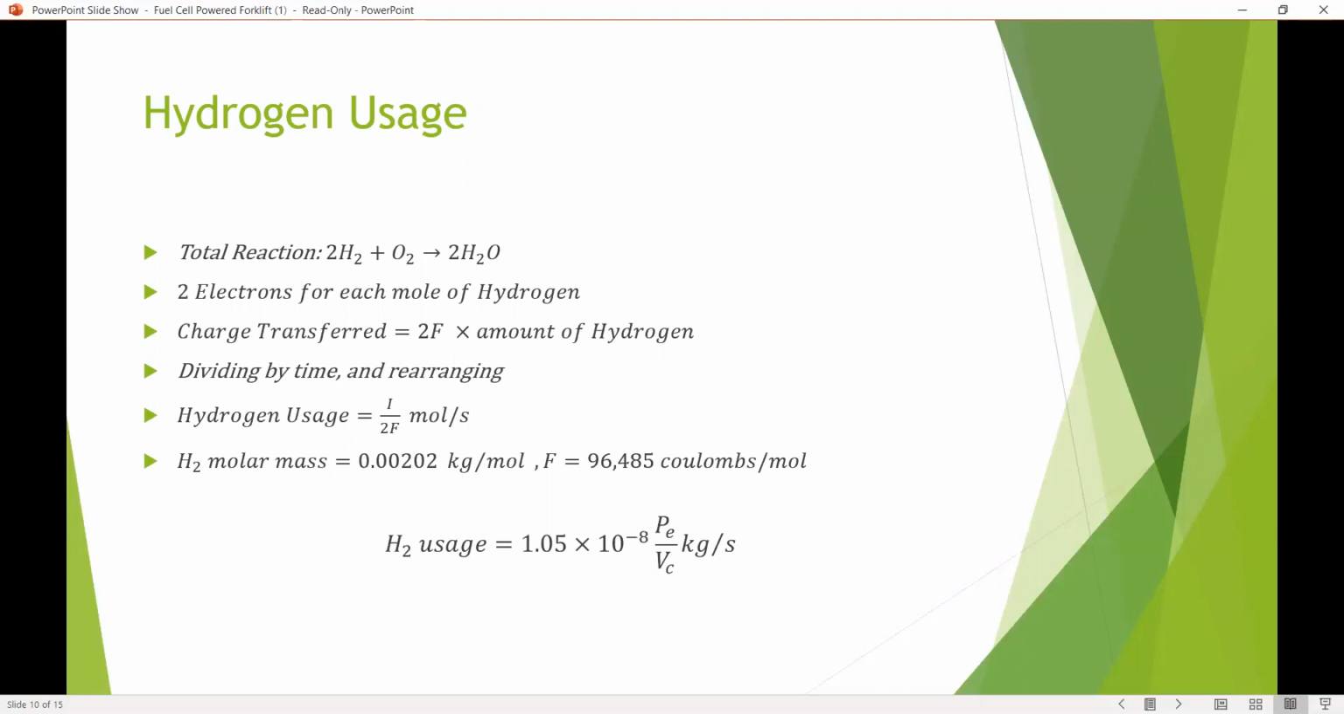For the hydrogen usage, the total reaction is 2H2 + O2 equals 2H2O, which is water. We have 2 electrons for each mole of hydrogen. Charge transferred equals 2 times Faraday's constant times the amount of hydrogen.